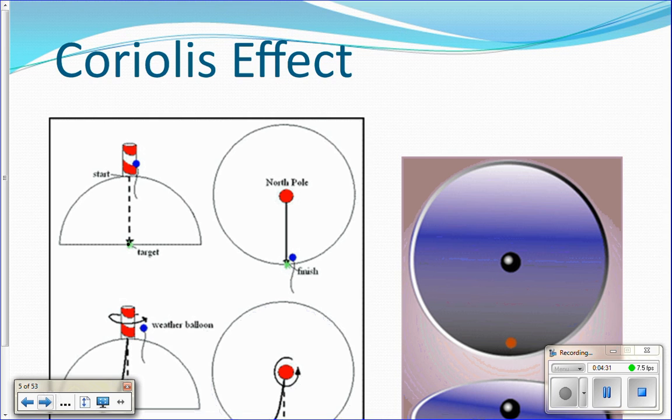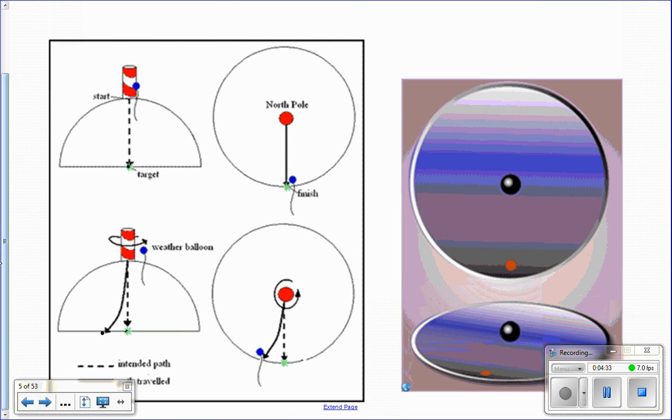Here's a couple other pictures to try and help you see this. Here's our weather balloon. That's where we're aiming. This is, again, where we want to hit. Because the Earth is spinning, when we shoot off that weather balloon, it's actually going to land over here rather than here, because the Earth moves faster underneath the balloon as it gets closer to the equator.